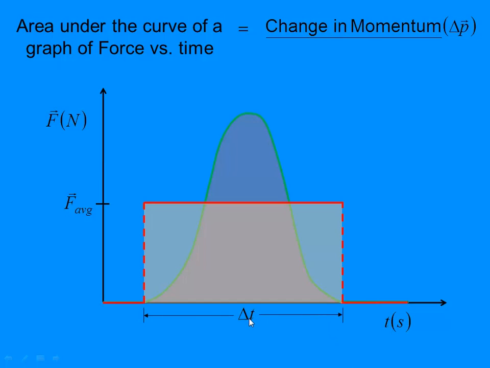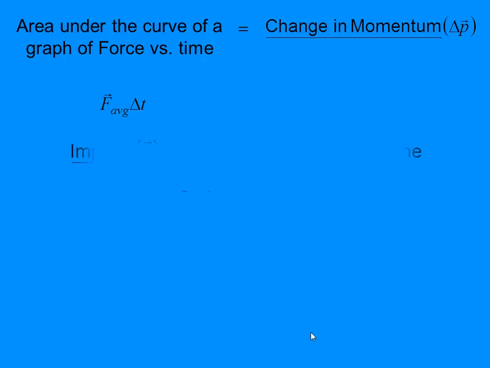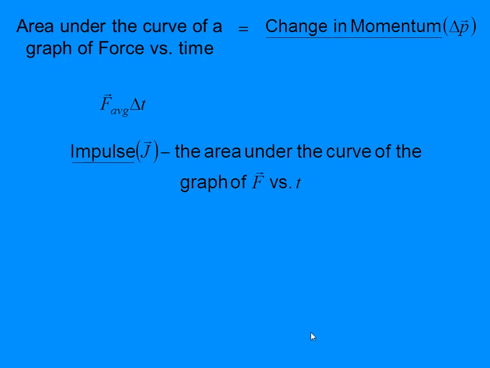This, of course, would be the change in the time, and so the area of this rectangle would be average force times time, or constant force times time, if you will. And so that is what we defined as impulse. Impulse is defined with a capital J. I don't know why, but it is. And this is the area under the curve of a graph of force versus time, or it's the constant force times the change in the time, or, if you're looking at this, we'll get to the calculus momentarily.